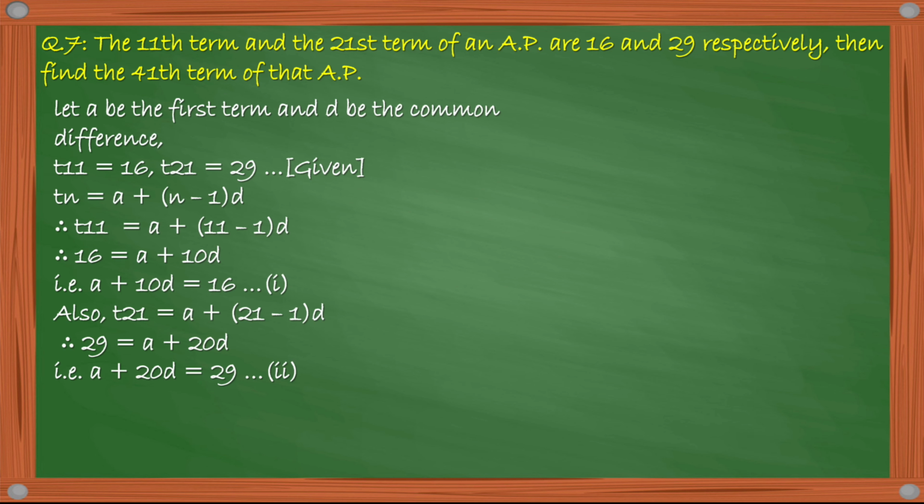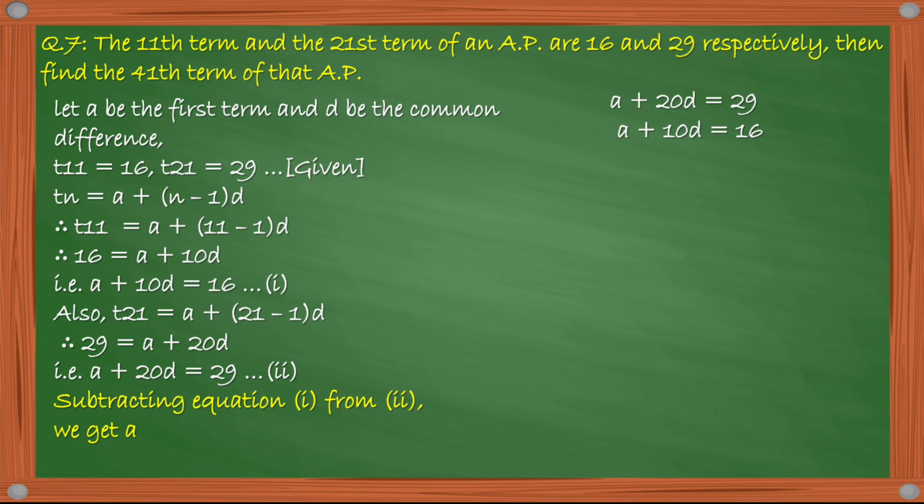So let us see. As the signs are the same, we are going to subtract the equations. We'll write both equations. Then subtraction changes the sign, so plus minus is minus, and A will get cancelled. 20 minus 10 is 10D, and 29 minus 16 is 13. So the value of D is 13 upon 10, or you can write 1.3 also.